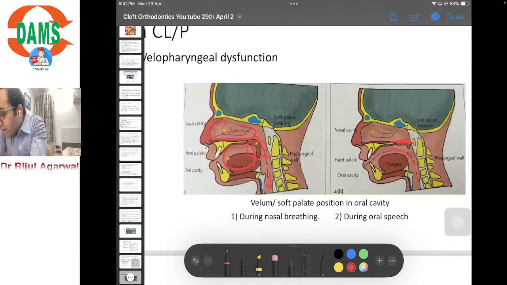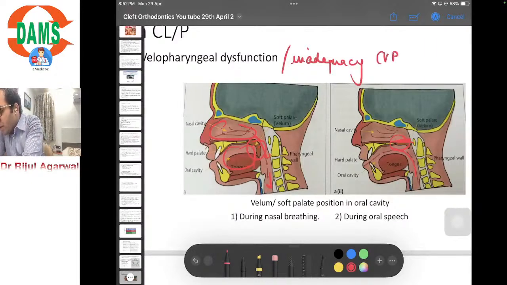If there is any kind of defect in the soft palate or velum, either in formation or anatomical defect, it will lead to velopharyngeal dysfunction, also known as velopharyngeal inadequacy. Velopharyngeal dysfunction or velopharyngeal inadequacy, that's why it is abbreviated as VPI. Okay, so what is velopharyngeal dysfunction or inadequacy?